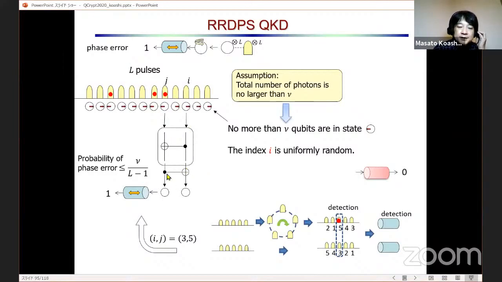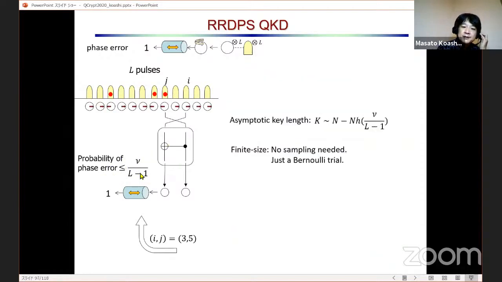And this quantum circuit can be rewritten using a swap gate like this. So this effectively changes the roles of I and J. So again, because the state index I is chosen uniformly randomly, and this control NOT gate does not propagate the phase error from here to here, the probability of phase error is also bounded like this. So we conclude that the phase error probability is this small number. So the asymptotic key length is given by this quantity.